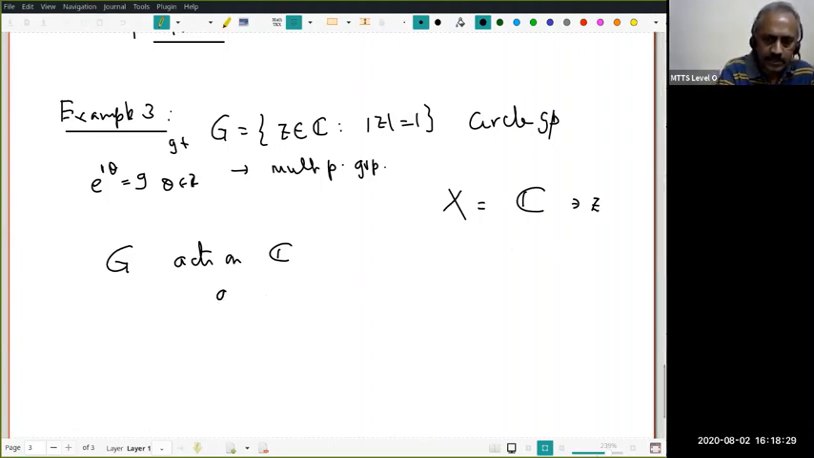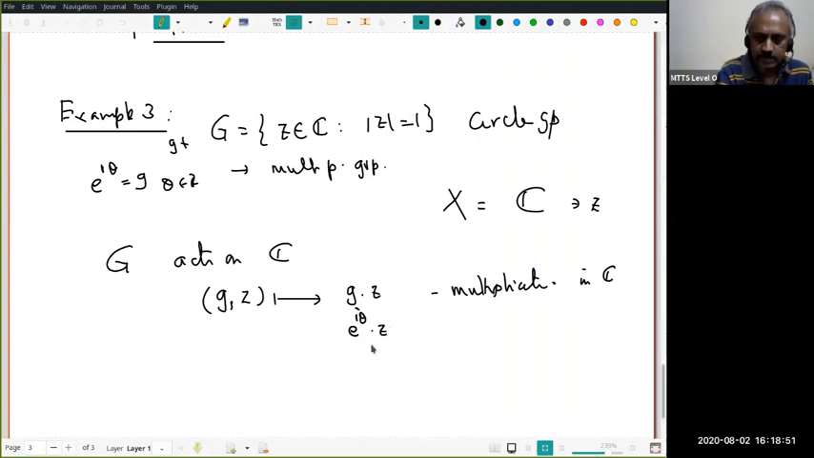So g comma x, this is the group action I have to define. This is just g dot x. What is this dot? This dot is nothing other than multiplication in C. If g is e power i theta, it is e power i theta times z. That's it. This is a multiplication of two complex numbers. Is it a group action?